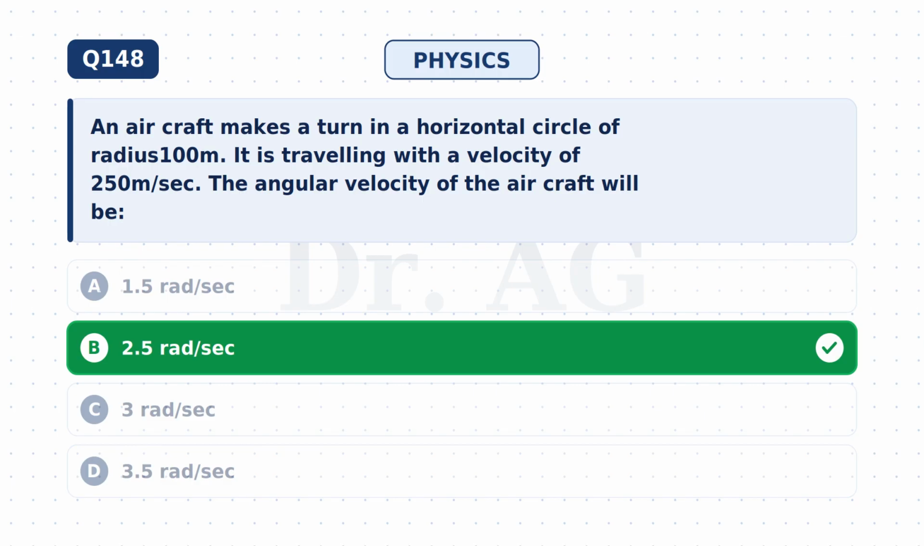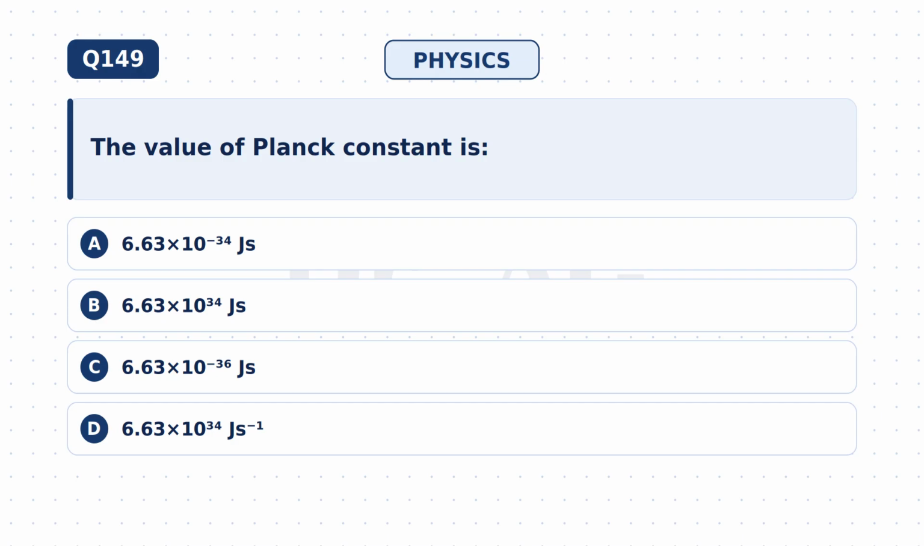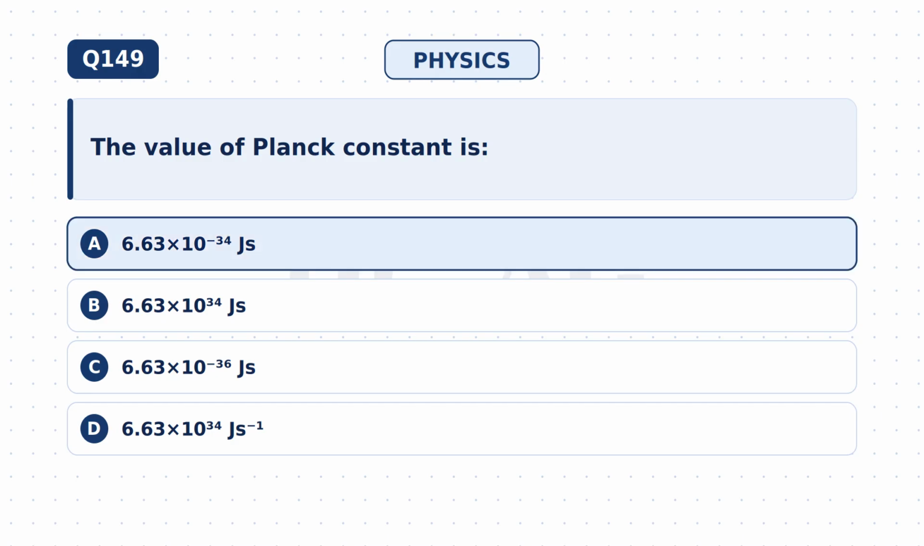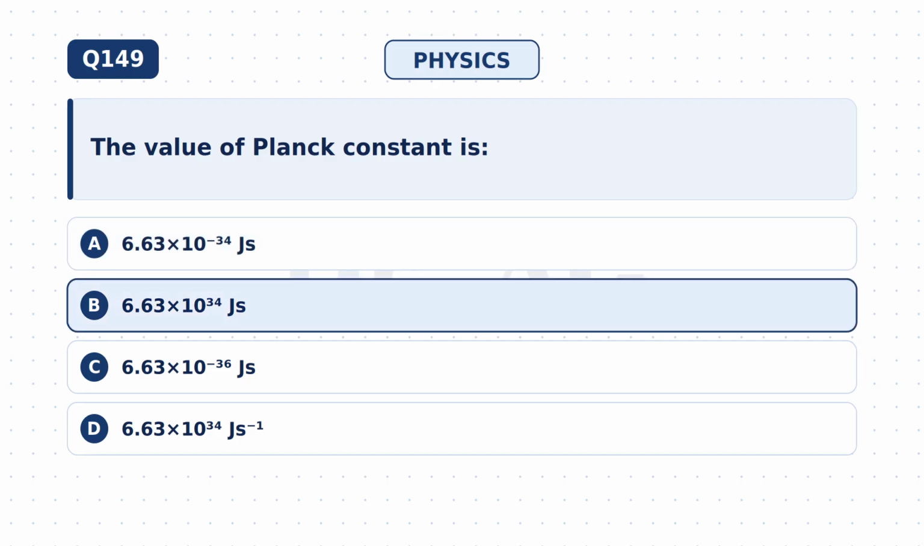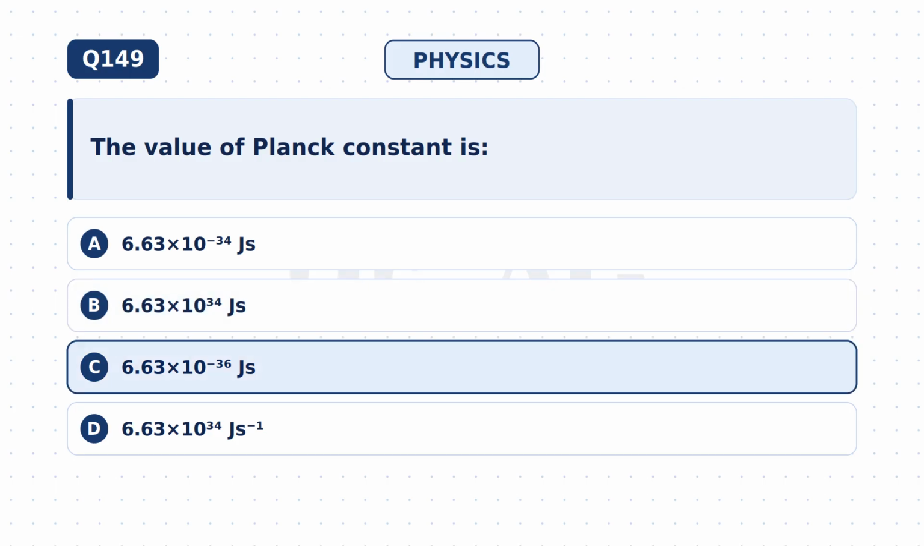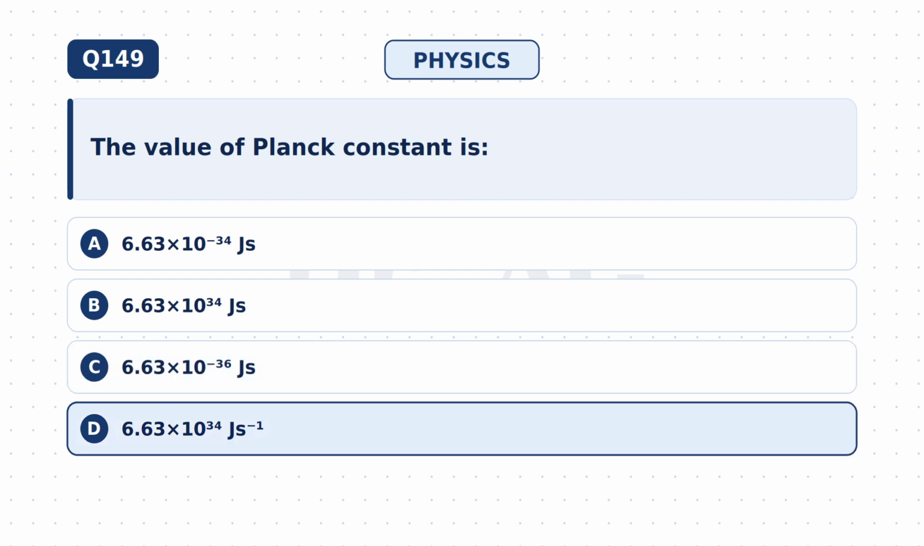The correct answer is B, 2.5 radians per second. Question 149. The value of Planck constant is option A, 6.63 × 10^-34 Js. Option B, 6.63 × 10^34 Js. Option C, 6.63 × 10^-36 Js. Option D, 6.63 × 10^34 Js^-1.